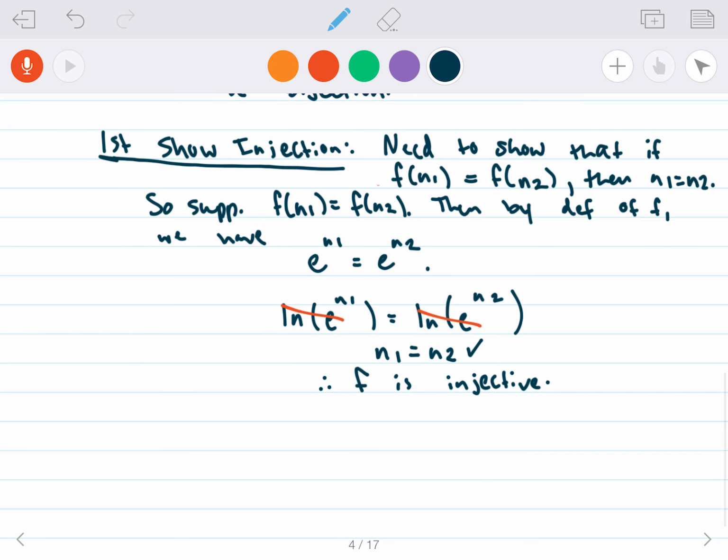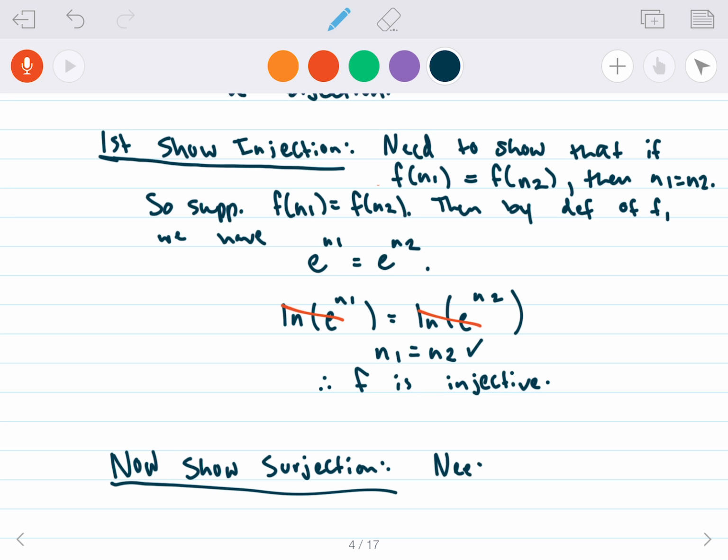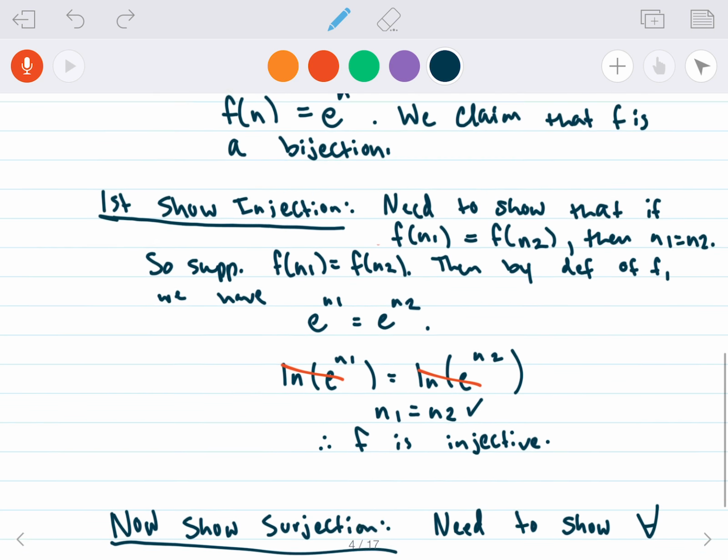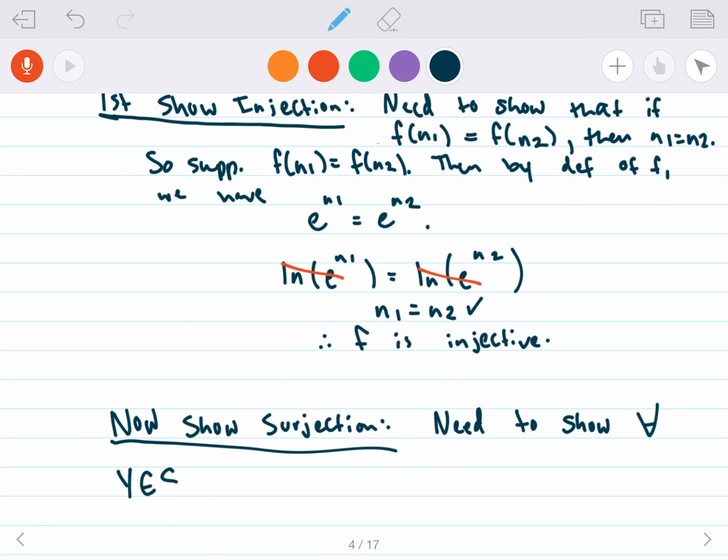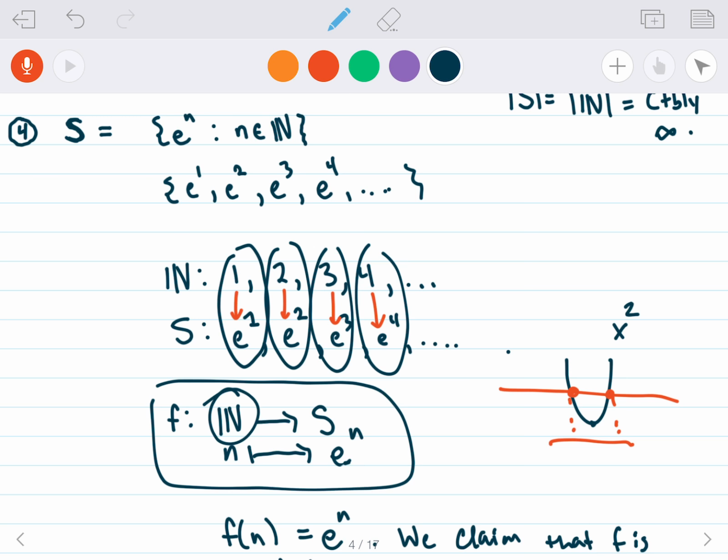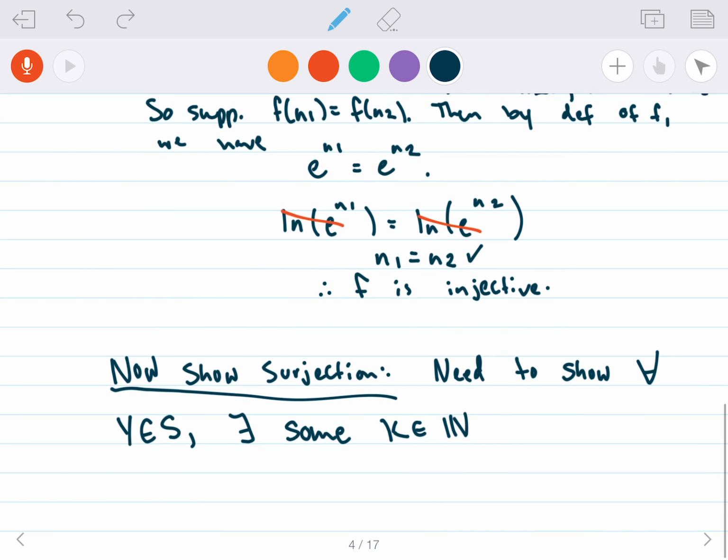Okay, so now show surjection. Okay, so we want to show that for all y in our set, need to show, so for all y that's getting hit in our set, for all y in S, there exists some k in the natural numbers, so that f of k is equal to y.